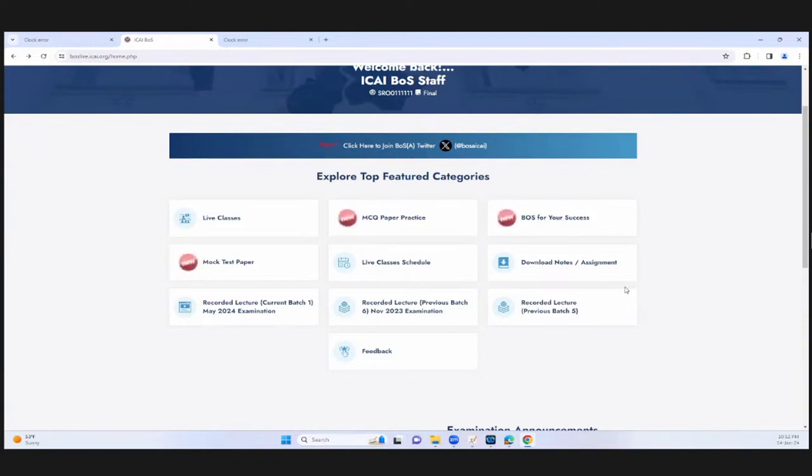Okay, let me see if any other query is there. Okay, I think we have answered all the queries. In case you have a few more queries or later on you come up with some doubts, you can place your queries in the subject specific tab, or in your BOS mobile app, Ask Your Query section. Sir has given his number also, so students can contact that number also.